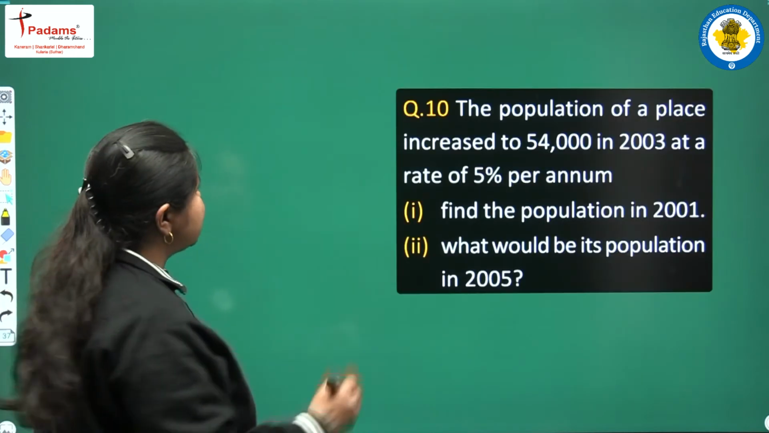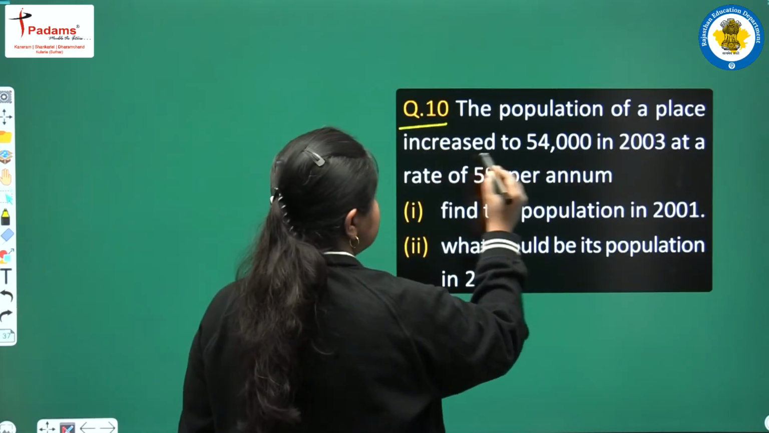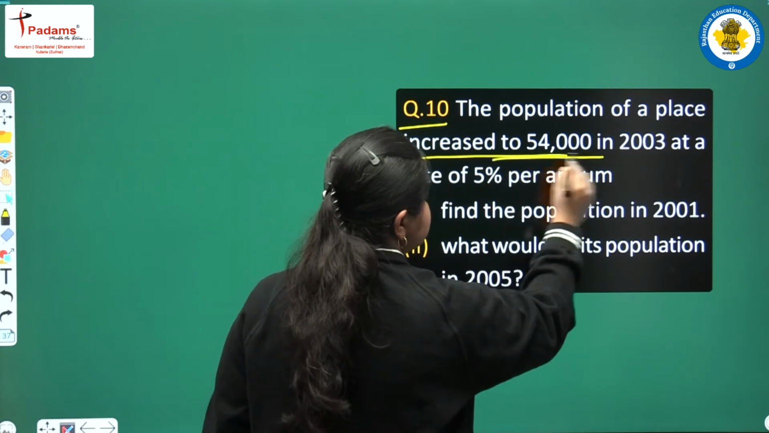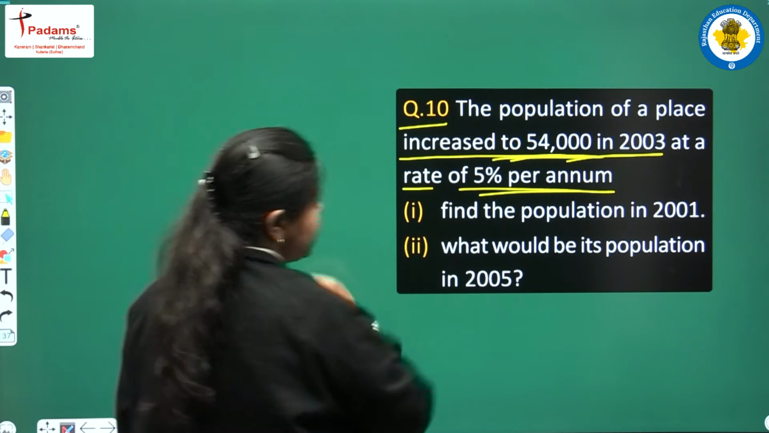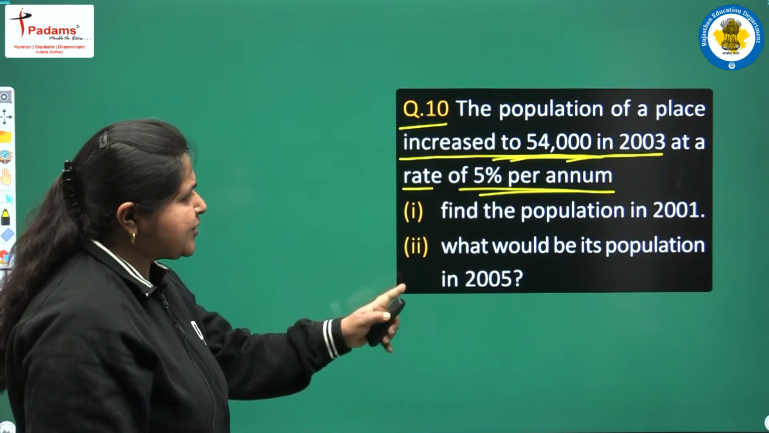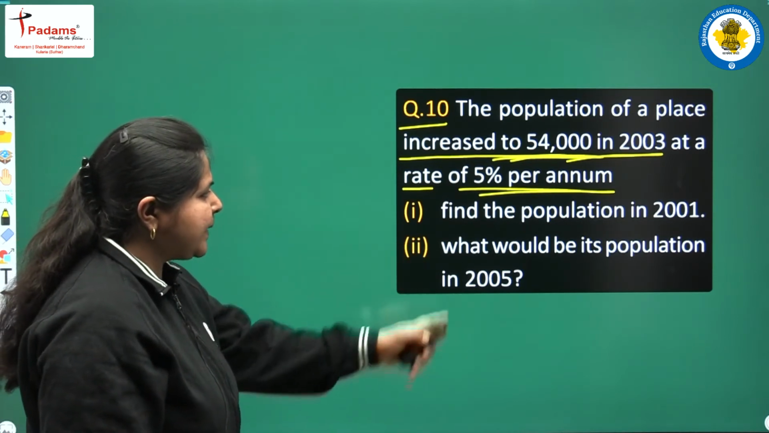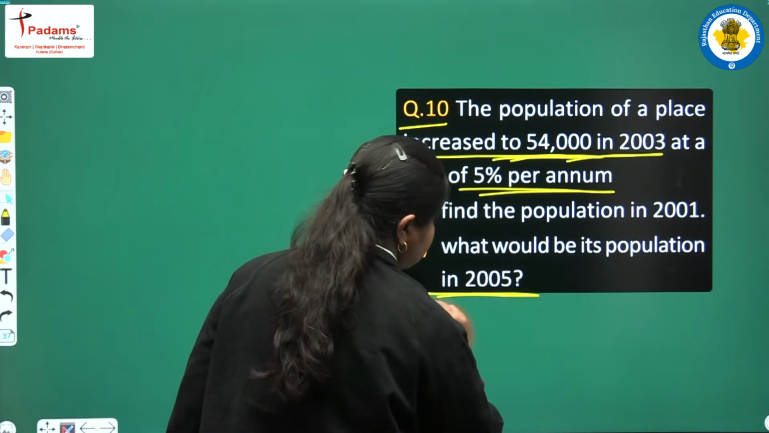Next we have question number 10. The population of a place increased to 54,000 in 2003 at a rate of 5% per annum. Find the population in 2001. What would be its population in 2005?